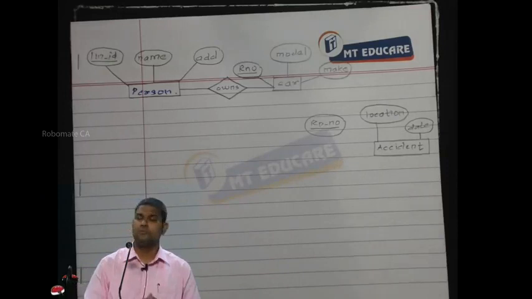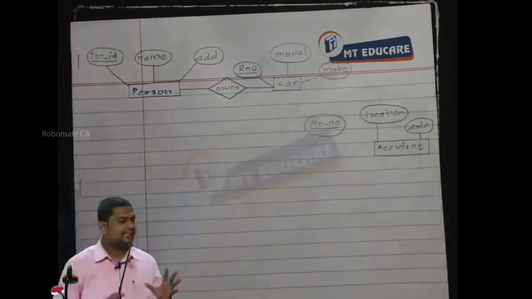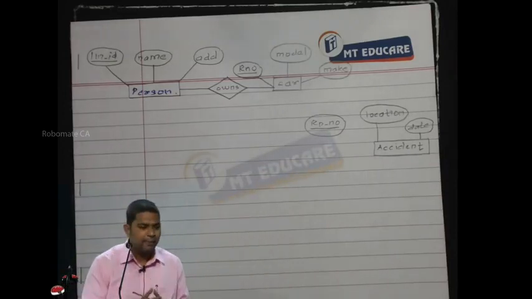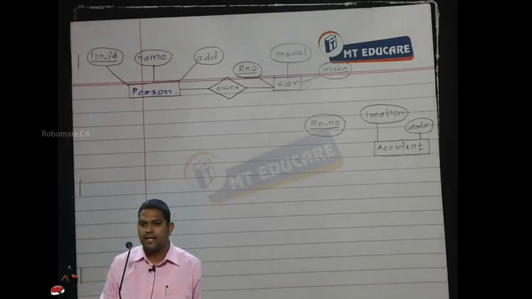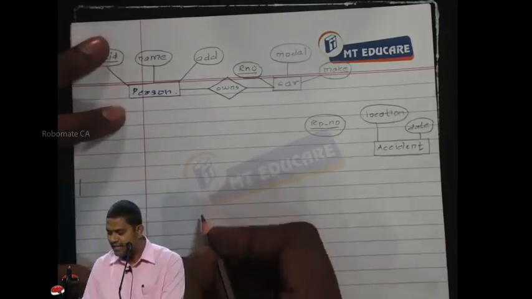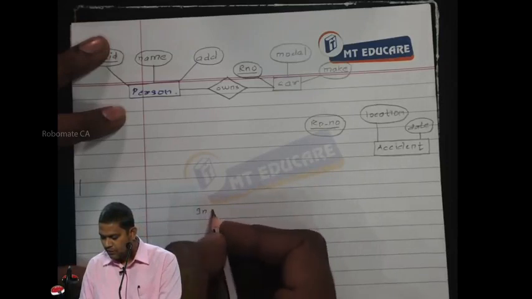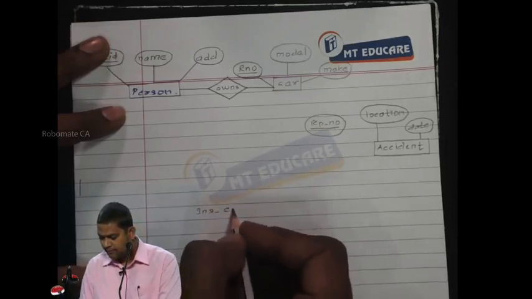Okay. Now, an accident has taken place. So now we require the insurance company to pay the compensation amount. Insurance company, is it an attribute or an entity? Yes, now you are understanding this ER diagram. Let's take insurance company.